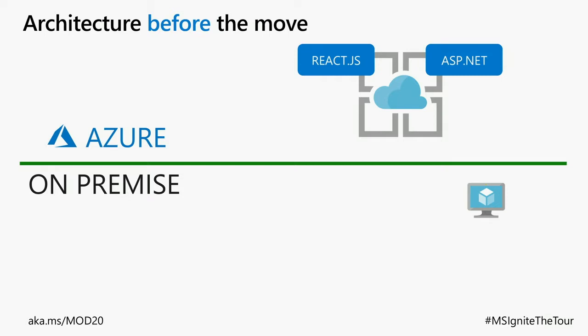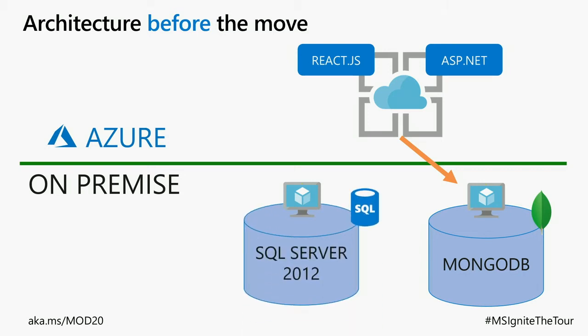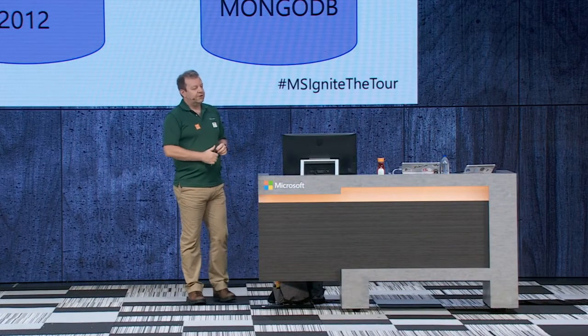We have a Linux VM which is running MongoDB, and that's our shopping cart, so it's a NoSQL implementation. And then we have another VM, which is running Windows Server 2012, and this is running SQL Server 2012, and this is for the product description and every information around the products if you want. So what we are going to do is move that to Azure.